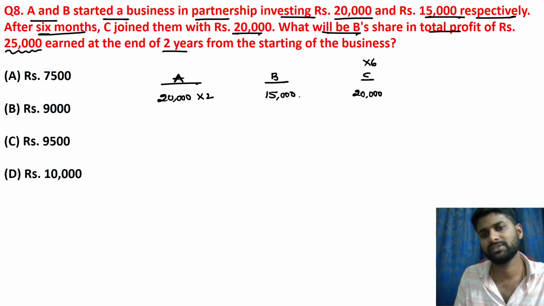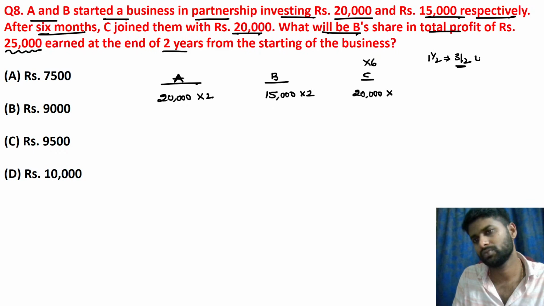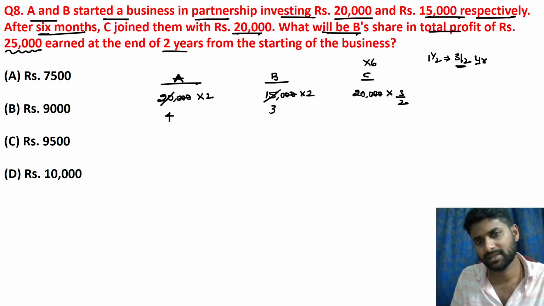Means A was there for 2 years, B is also there for 2 years, but C is there for only 1.5 years. 1.5 years means the fraction which is exactly equal to 3/2 year. Just go through the calculation. First of all, cancel all the parameters. So 4 times, 3 times, so 4 times. Again, you can cancel, it is exactly 2 times. And again, you can see the 2, 2, 2. And finally, the respective ratio is 8 is to 3 is to 3 only.